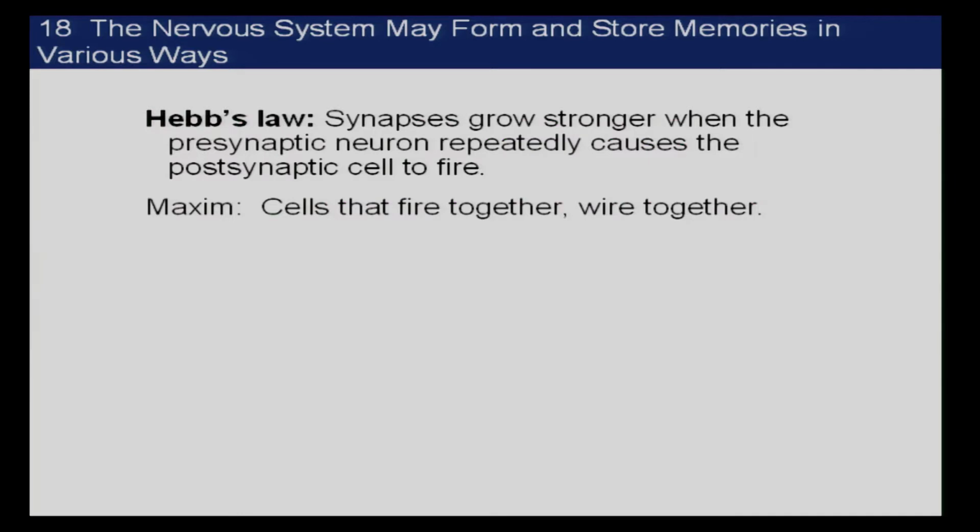Let me just go through the steps one more time slowly to make sure that you understand all the links that I want you to get. So here is the theory. The theory is Hebb's law, developed by Donald Hebb, theorizing that synapses grow stronger. That is, you get higher output, higher EPSPs. That's what I mean by grow stronger. When the presynaptic neuron repeatedly causes the postsynaptic cell to fire.